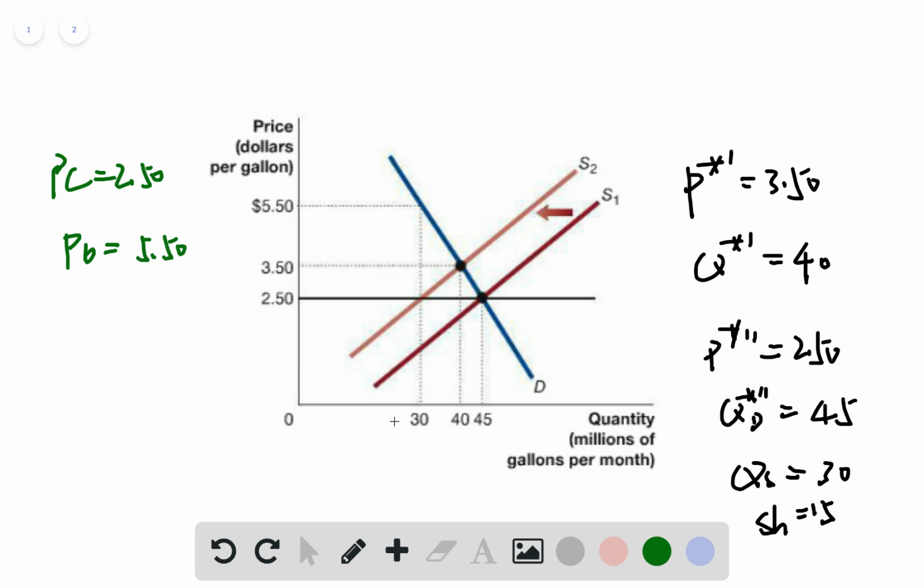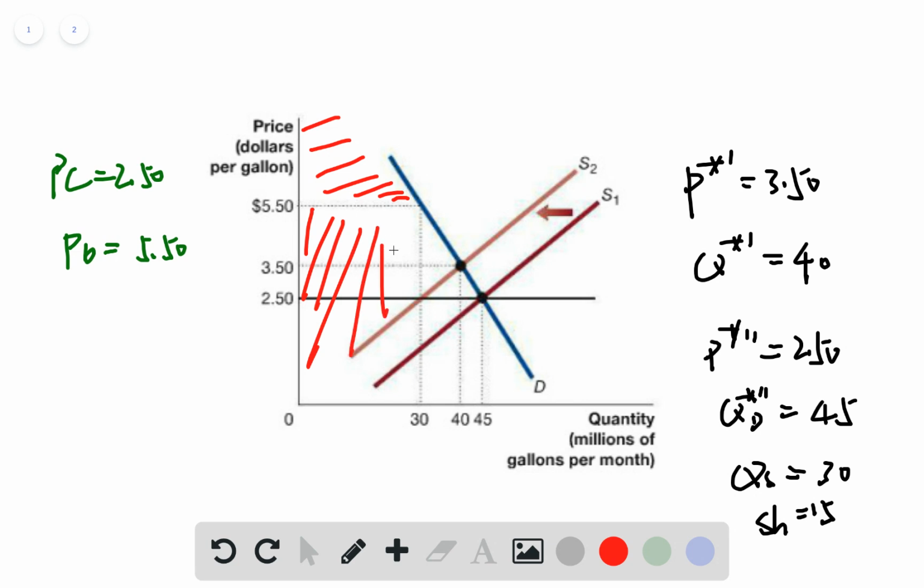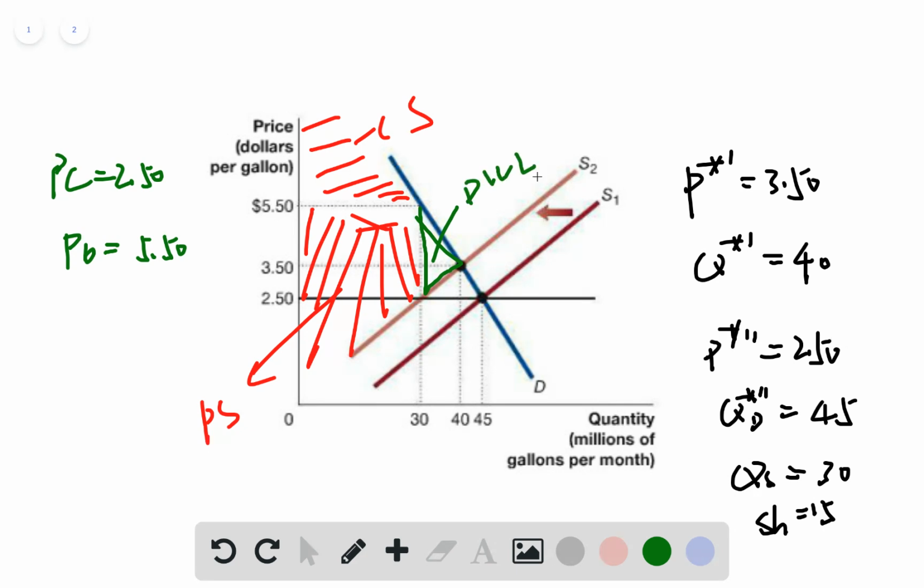And receive 550. So in this case, the consumer surplus should be this triangle here, because consumers who really get those 30 units of good actually pay 550 for each unit. Okay, and producer surplus now is larger, because the price producers really get is 550. So this would be producer surplus, and the deadweight loss is still this triangle here. It is deadweight loss. So this is part C.